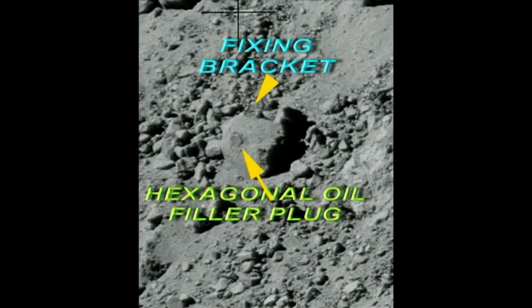Now here it is, cropped and zoomed. That object that appears to be a steering box of a car, the top arrow shows a bracket, a fixing bracket, and the bottom arrow you can see distinctly a perfect hexagonal nut. Now that wouldn't be a bolt, that would most probably be a filler plug, folks.